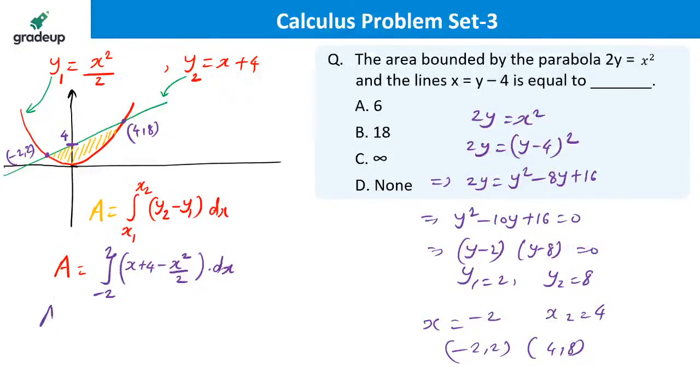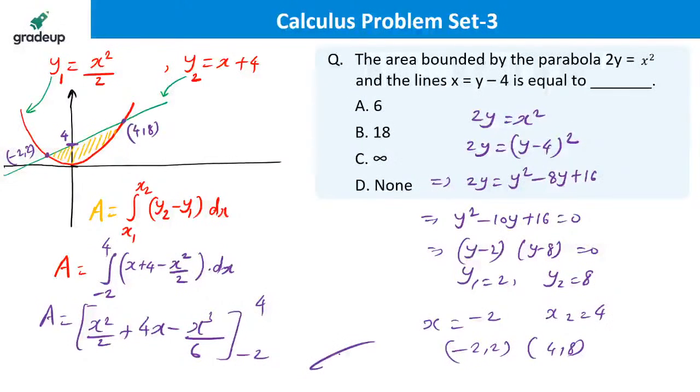Now every one of you can easily solve this integration. This is x square by 2 plus 4x minus x cube by 6, as 3 twos are 6. Now I request you to apply the limits and get the answer. I have given you the procedure to solve this, and now it is your responsibility to calculate the final answer.